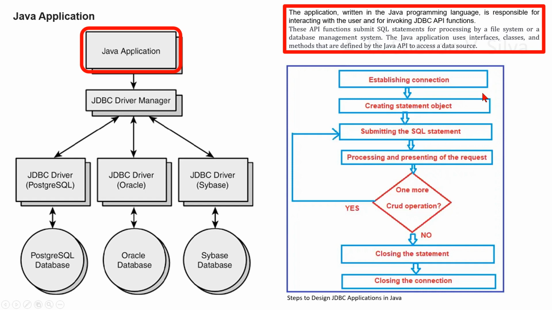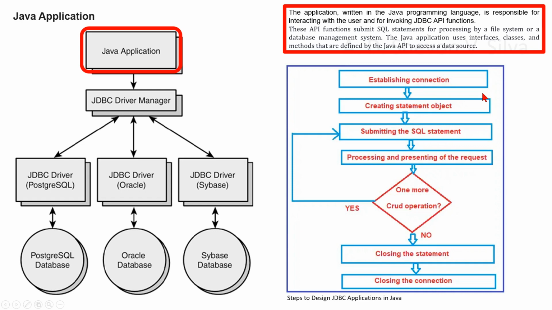When the forName method is successfully executed, three things happen in the background. 1, the driver class is loaded into memory. 2, the driver class object is created. 3, the driver class is registered with the DriverManager.